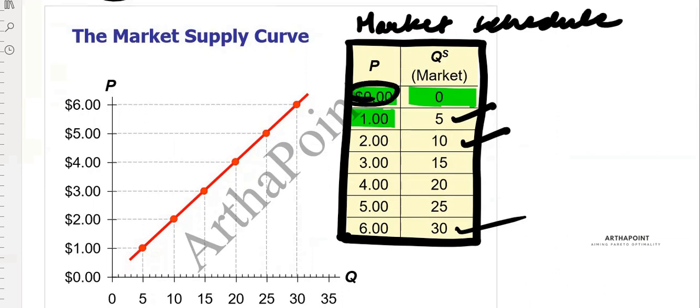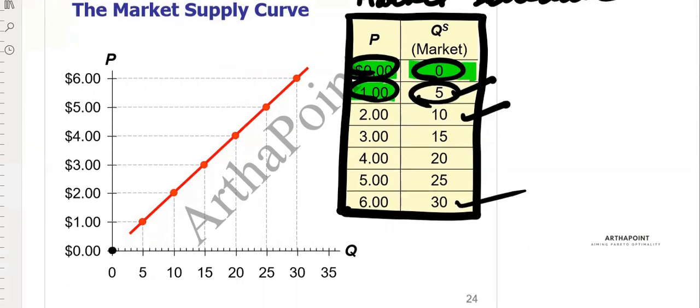At each price, it tells me how much quantity is available in the market. And when I plot this, at a price of 0, it's 0. At a price of 1, it is 5. At a price of 2, it is 10. And when I just plot this, this gives me the market supply.